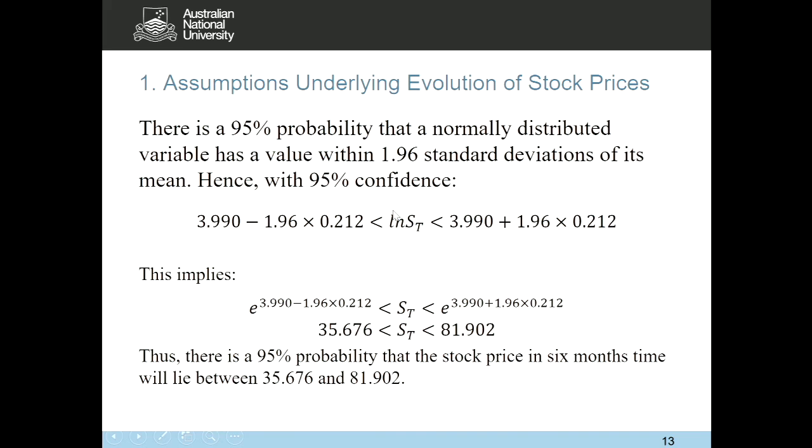Now, the next thing we do is we move this natural log outside, to the two sides of the equation. If we do that, we get this expression here. And then, with some calculation, we get there is 95% probability the stock price in 6 months' time will lie between $35.67 and $81.90. So that's the range of the share price.